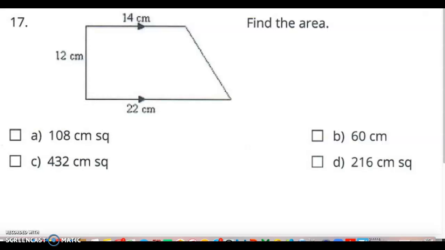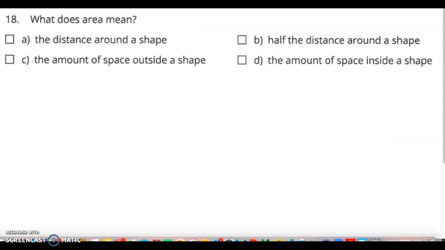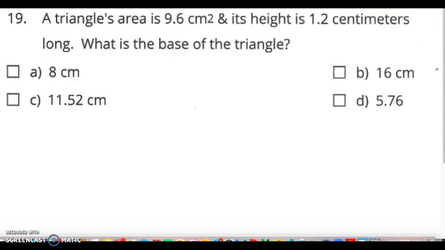Okay, this is a trapezoid. To find the area, you add together the bases, times it by the height, which is 12, and divide by 2. What does area mean? We just discussed this, okay? Make sure you know what area means.